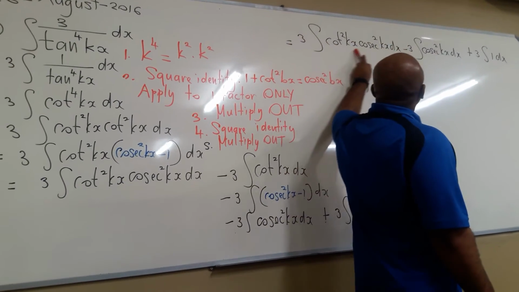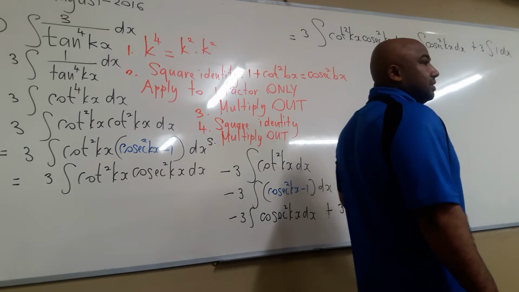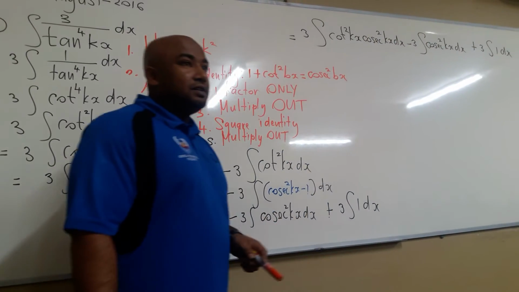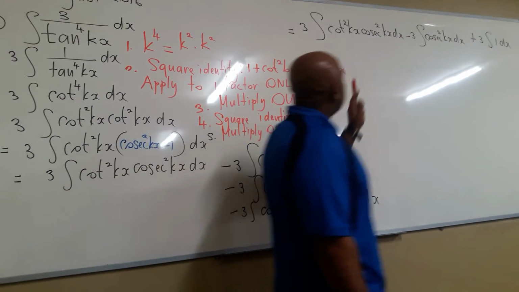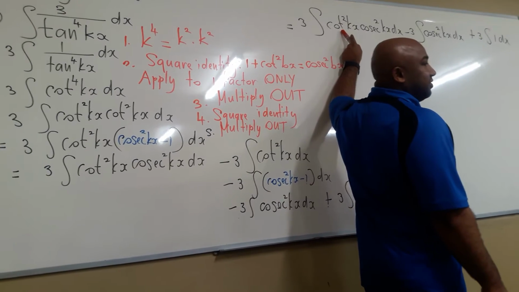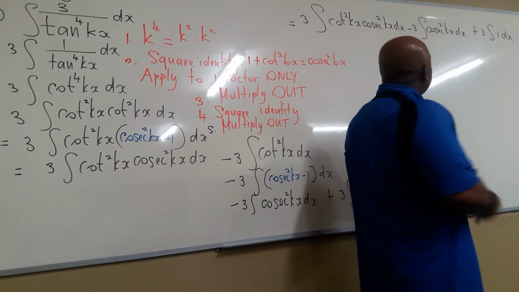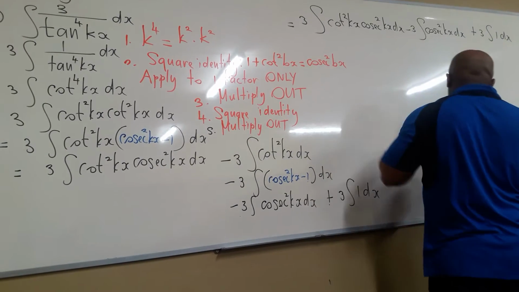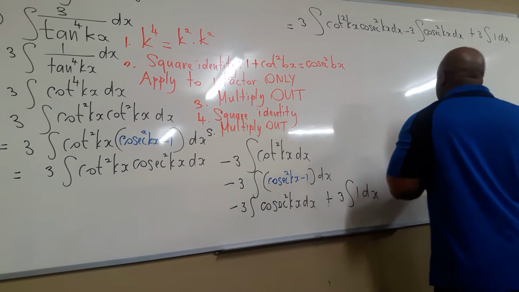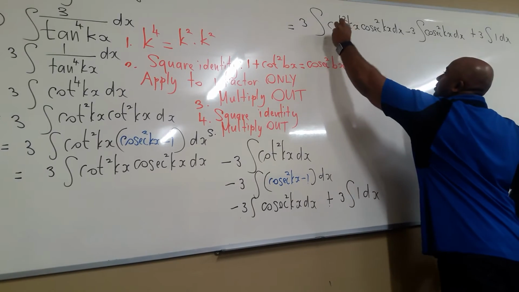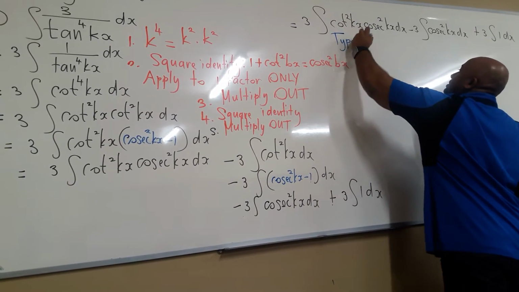Right, so what type is this? This is type A. How do you know it's type A? Because when we differentiate cot, it will be negative cosec squared. So here we can use our substitution. Remember, this is type A.